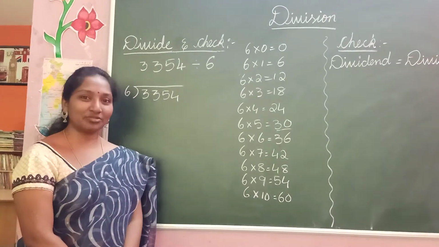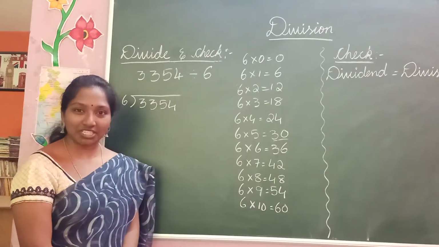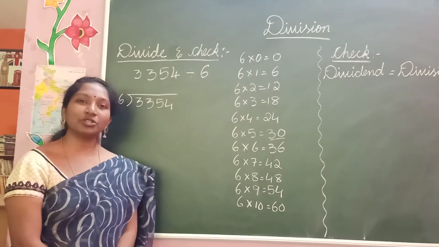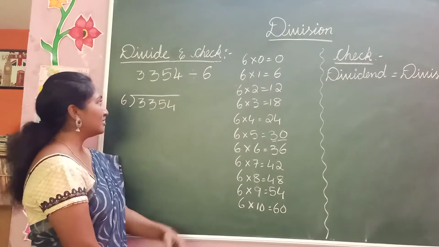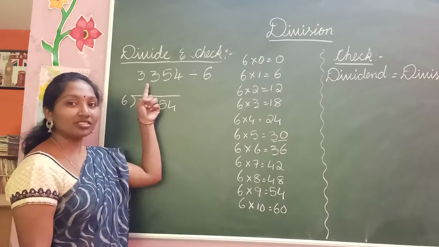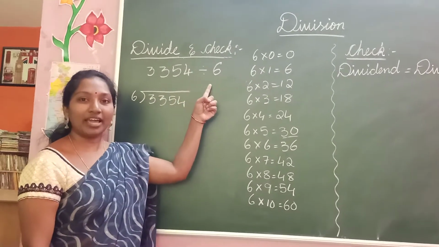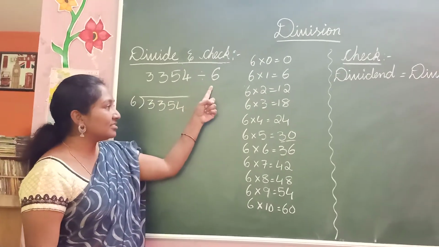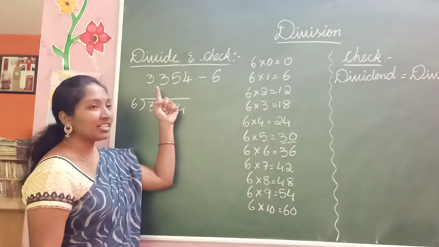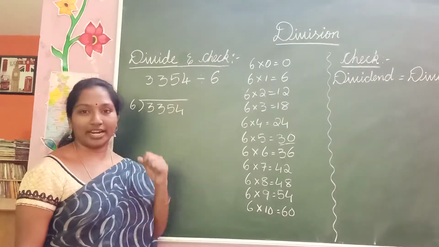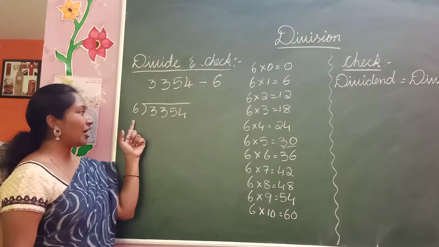In this video I am going to explain how to do divisions, and after doing division, how to check your answer. Here I have given 3354 divided by 6. Here 6 is the divisor, 3354 is the dividend.